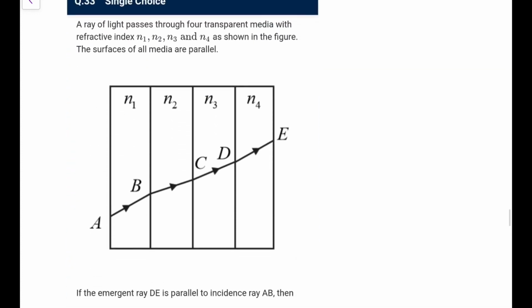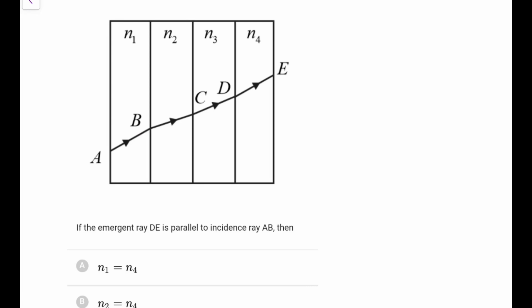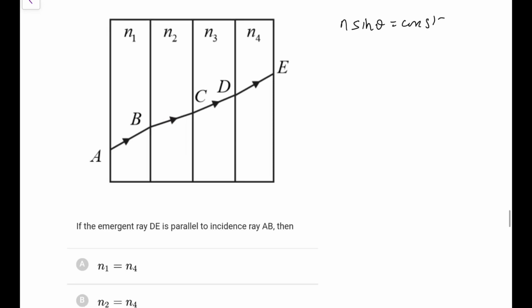A ray of light passes through 4 transparent media with refractive indices as shown. The surfaces of all media are parallel. If the emergent ray is parallel to the incident ray, we know in this case n sin theta remains constant. So if the emergent ray is parallel, that means n1 and n4 must be equal, because if theta is the same, n must be the same.